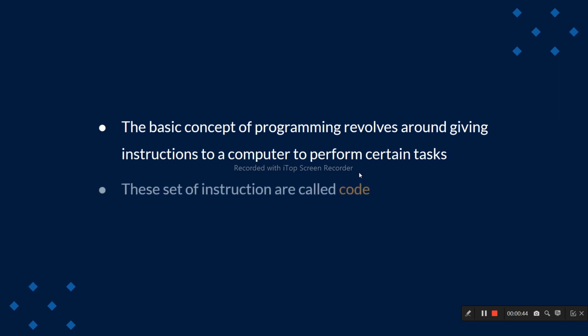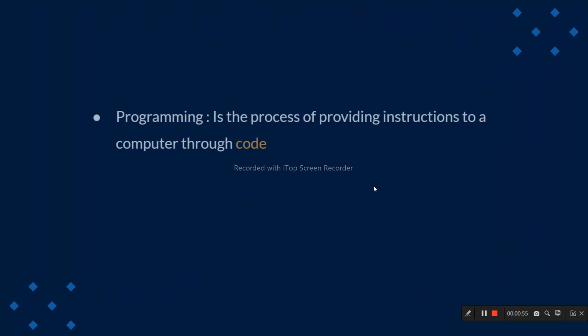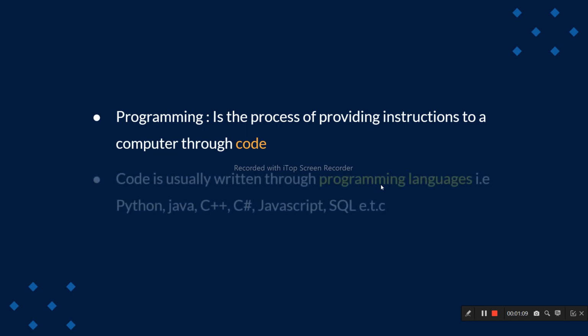All right. So these instructions that you're giving to the computer to perform tasks are what we call what? Are what we call code. All right. So in a nutshell, if you were to define programming, then we'd say that it's the process of providing instructions to a computer through code. So that is what programming basically is, the process of providing instructions to computers through code.